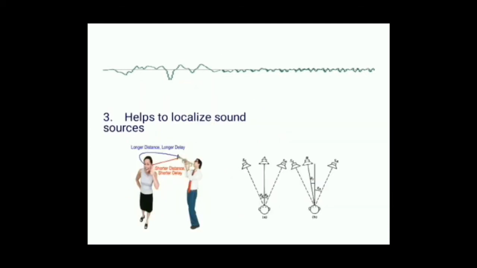The third function of the outer ear is that it helps to localize the sound source. So how is it done? We are able to localize the sound source depending upon the time delay difference between the sound reaching the two ears. For example, if you see here, the sound coming from in front of the center of the head will reach both the ears at the same time. Whereas if the sound is coming from one side of the head, to the right or to the left, the sound will reach that side ear quickly, whereas the other side ear a little bit late.